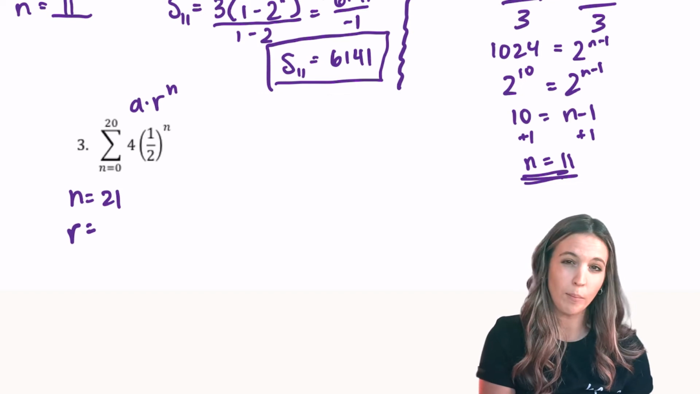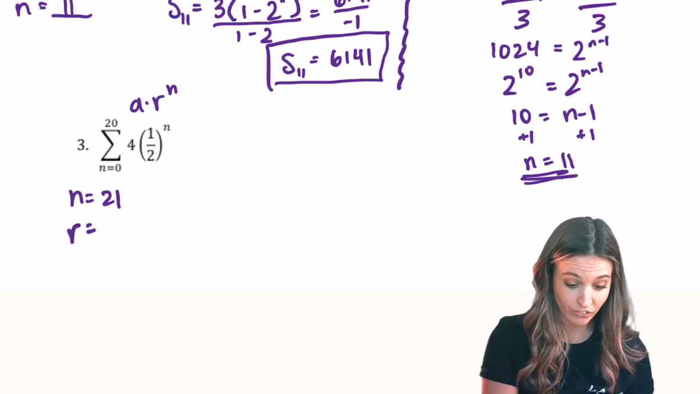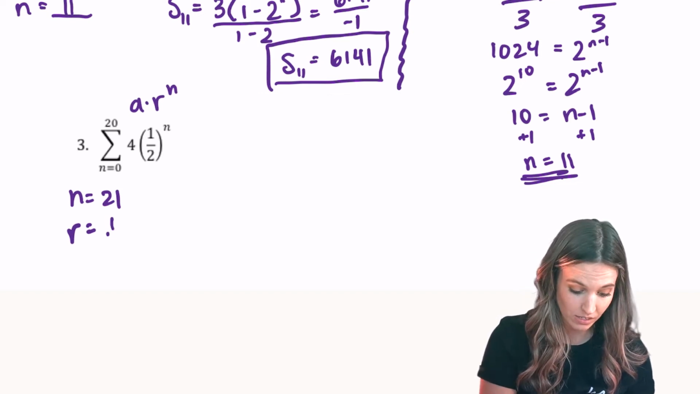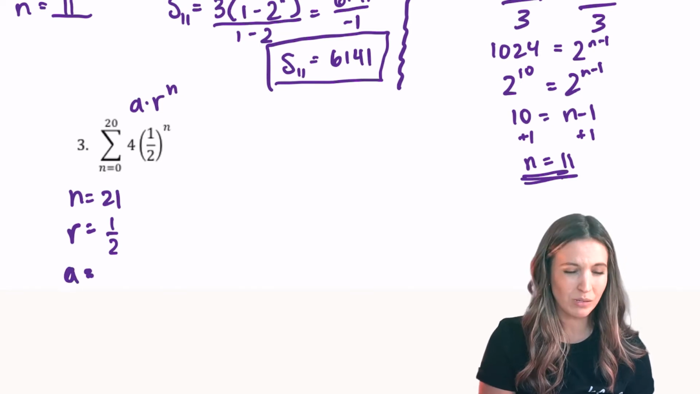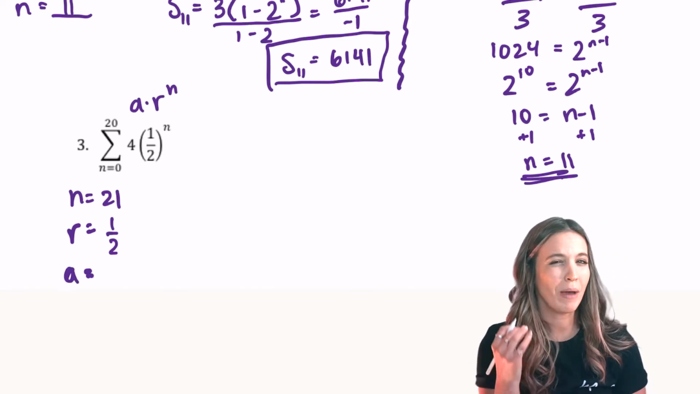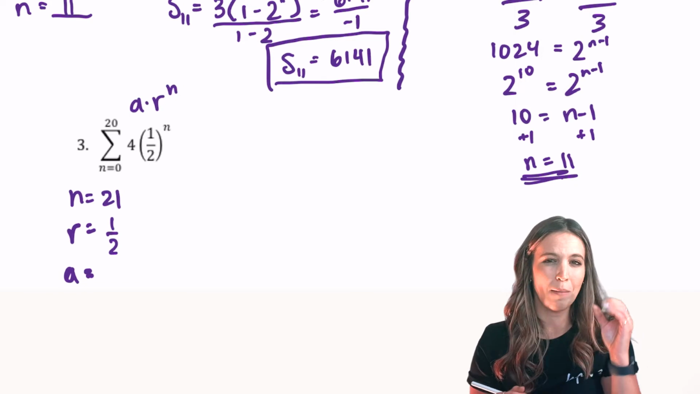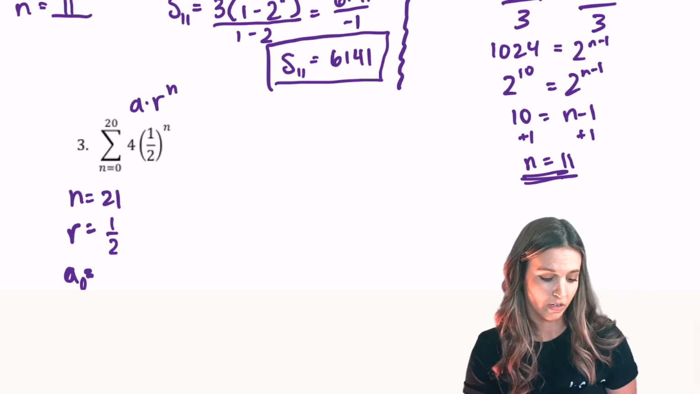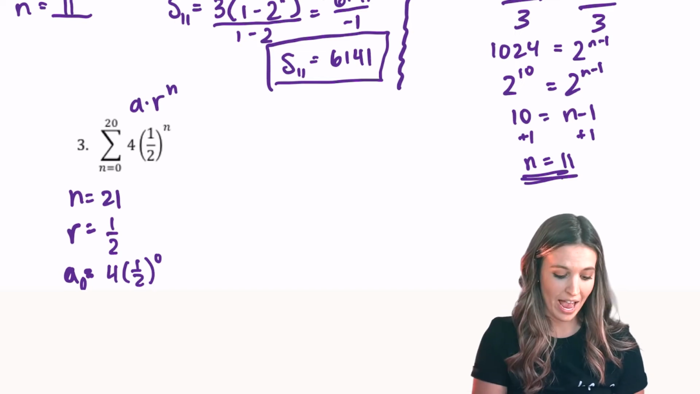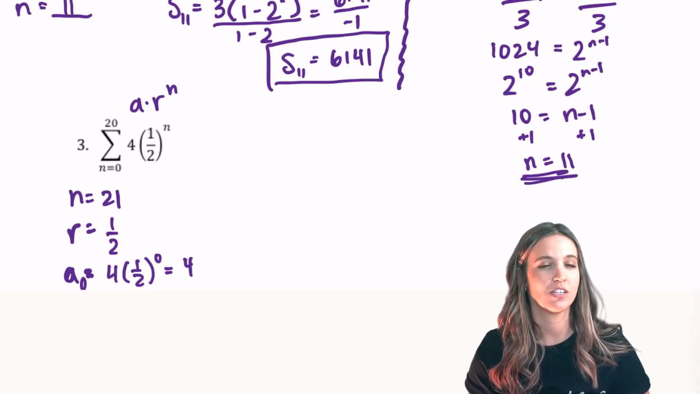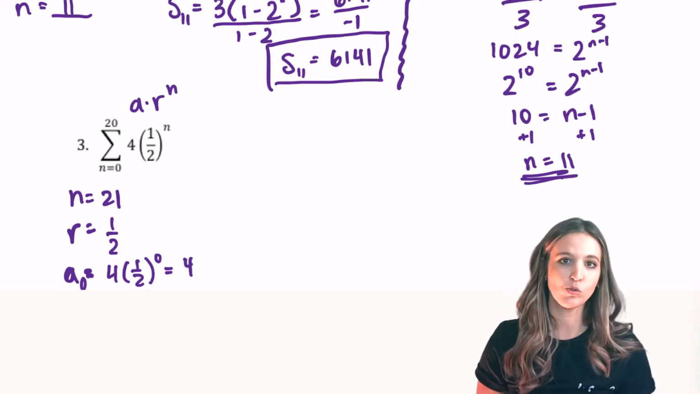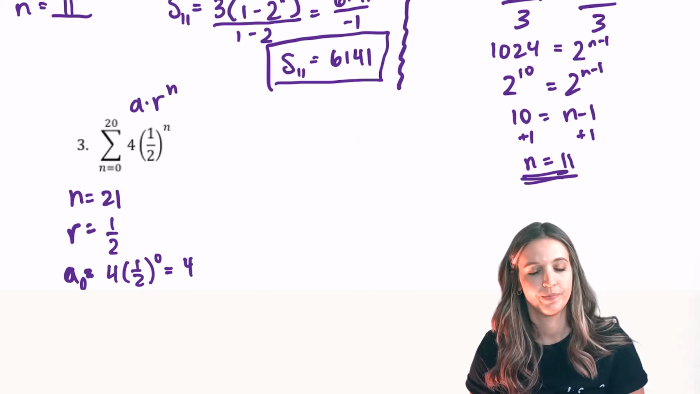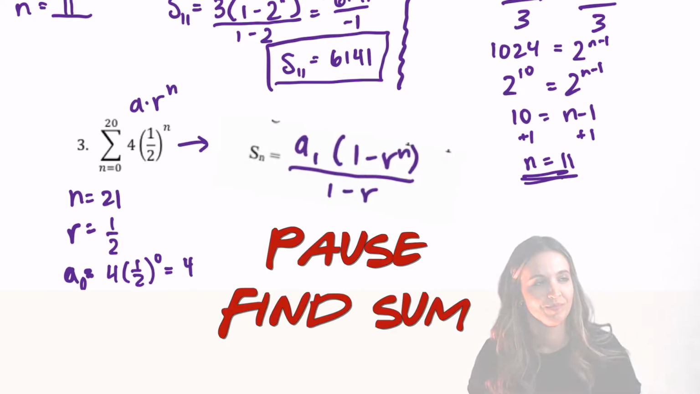R, if I match it up with that model, is 1/2 because it's the base. And hey, what's my first term here? If my lower limit is 0, that means my first term is a sub 0 instead of a sub 1. So I could plug in 0 for n. 4 times 1/2 to the 0 power. 1/2 to the 0 power is 1. 4 times 1 is 4. Okay, find the sum.